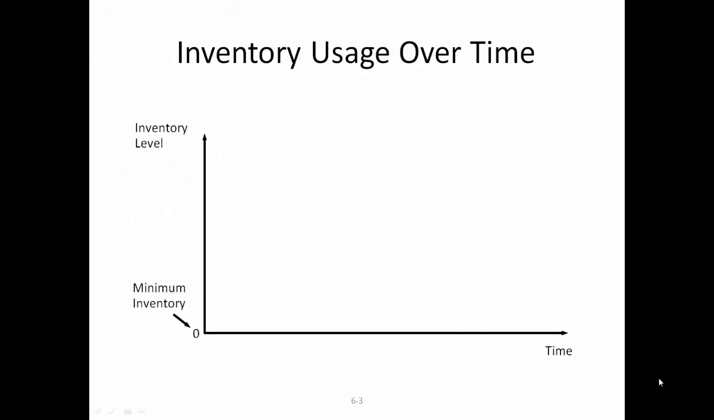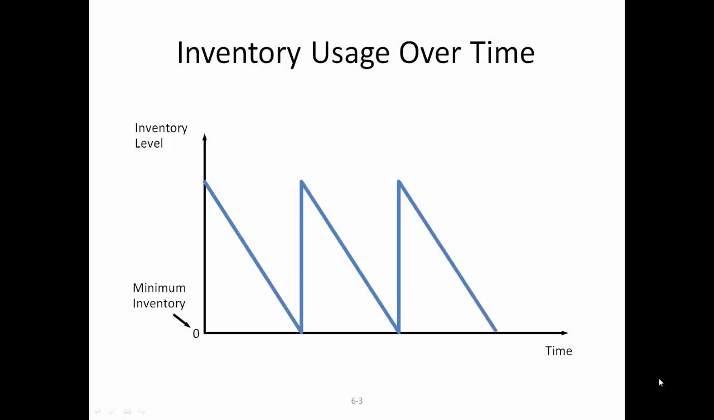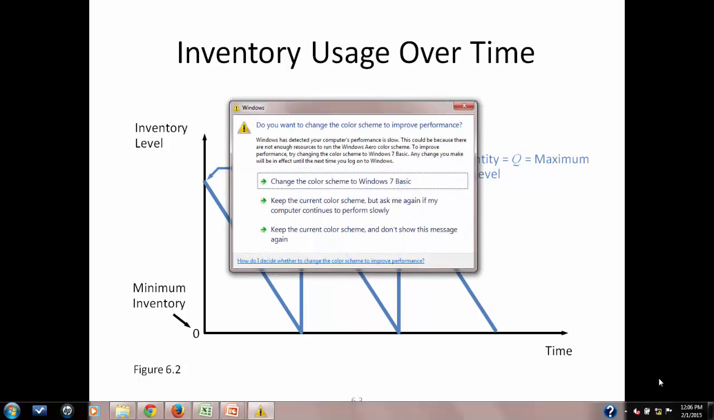Well, what happens to inventory over time? Well, we have an inventory level, and the level that we started with is the maximum inventory level. And we give that value a letter Q. And of course, realistically, in the sense of understanding what's going on, we have an inventory.